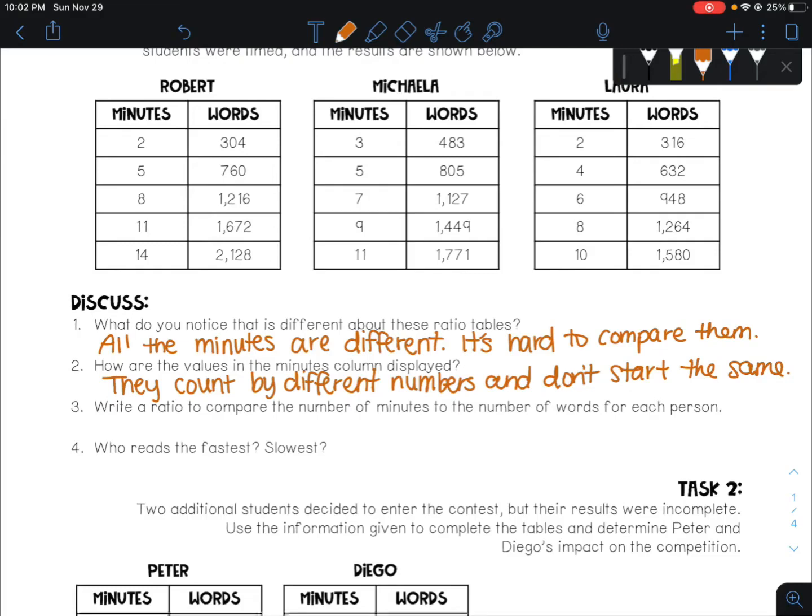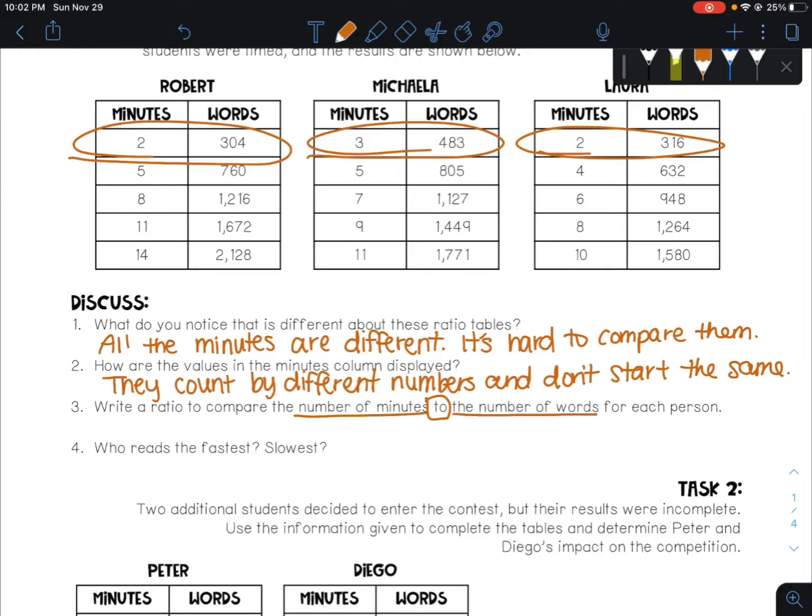Write a ratio to compare the number of minutes to the number of words for each person. What we're going to do is simplify the first row in every table so that we can compare these. You'll see what I mean in a second. We basically just need one of the numbers to match, right? We need it to be the same number of minutes so that we can figure out what's going on here. Because if each person has 1 minute, then we should see exactly how many words they read and we can put it in order who read the most.